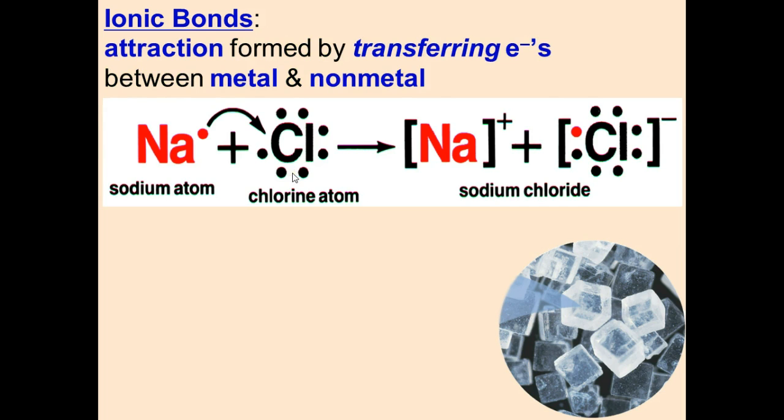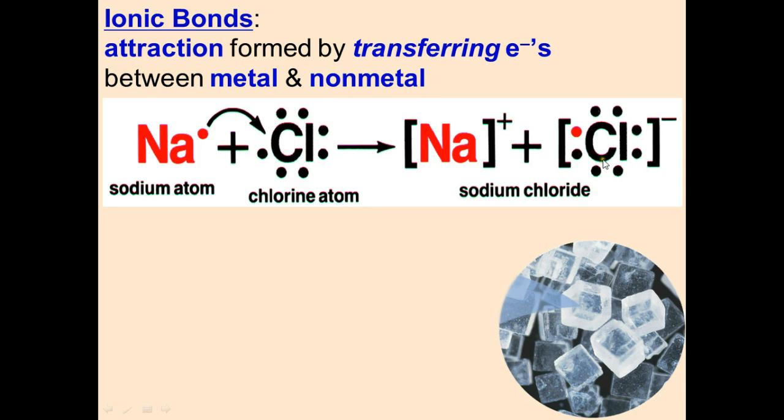And it's important to know it's transferred. So these electrons aren't really shared. Sharing electrons is something totally different, and that is covalent bonding, and that's what we'll talk about in the next unit. But ionic bonds are transferred because these two atoms have totally different electronegativities. So one sort of hogs the electron.